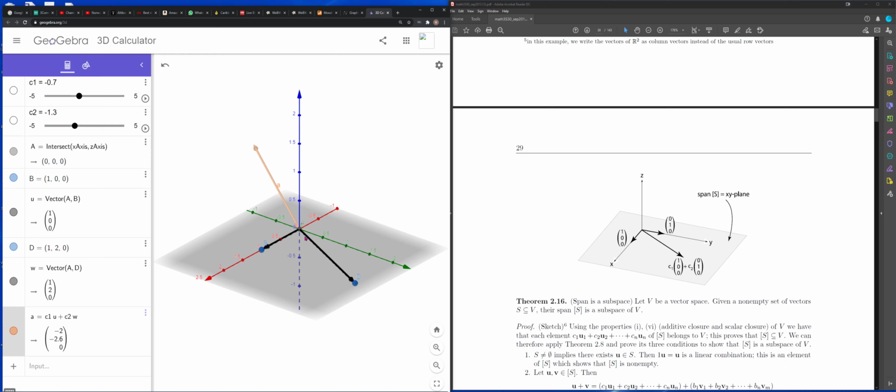So in order for your spanning set to generate a two-dimensional xy plane over here, they have to be in different directions, right? They need to both lie in the xy plane, but they need to be in different directions.